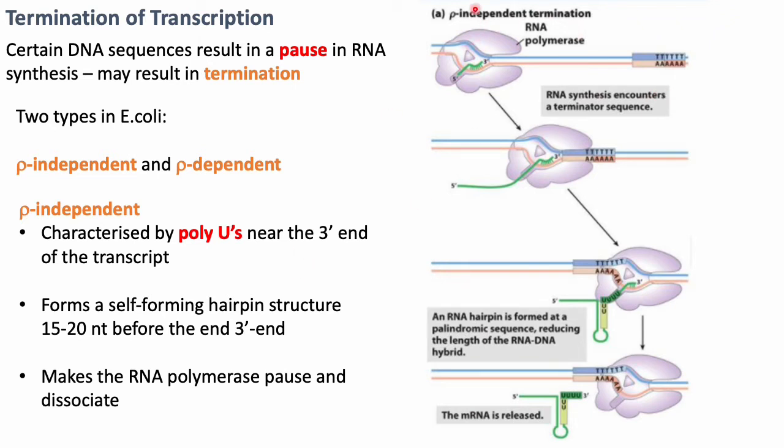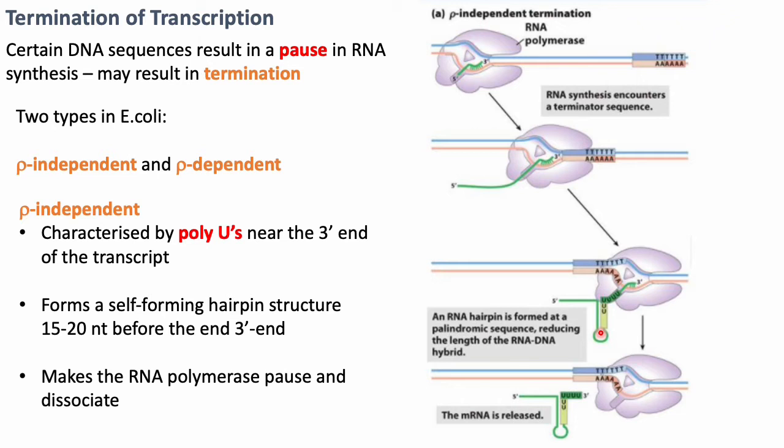So here we have the RNA polymerase. It's creating our bubble. Here we've got the RNA which has been made. And as RNA synthesis encounters the terminator sequence, so it comes to the end, an RNA hairpin is formed at these palindromic sequences, which reduces the length of the RNA-DNA hybrid. It forms this hairpin structure of around 15 to 20 nucleotides before the 3' end.